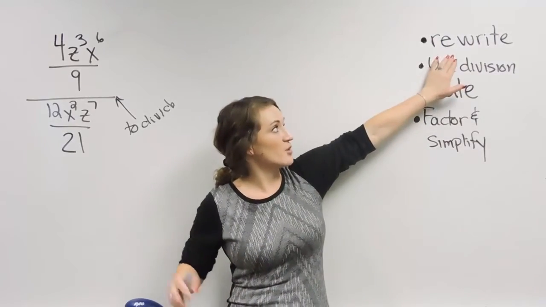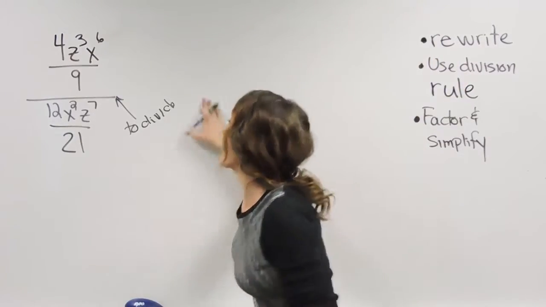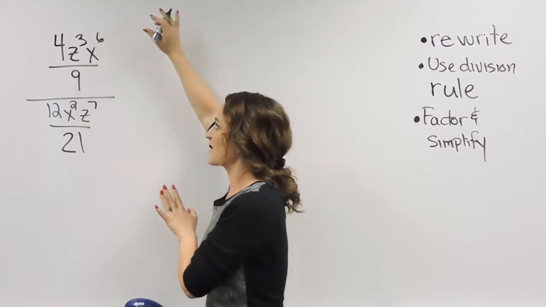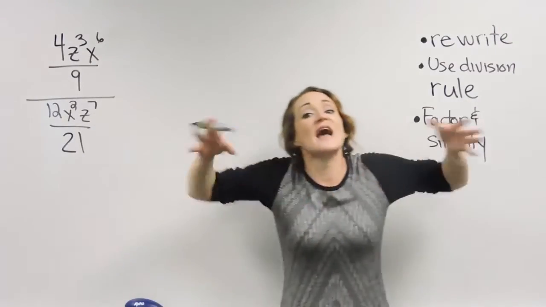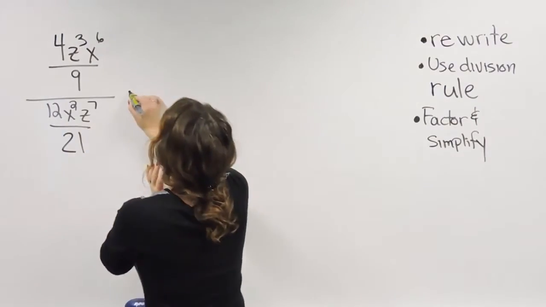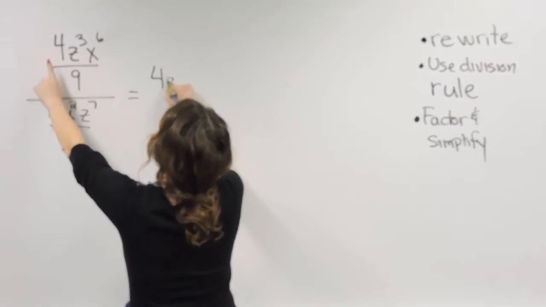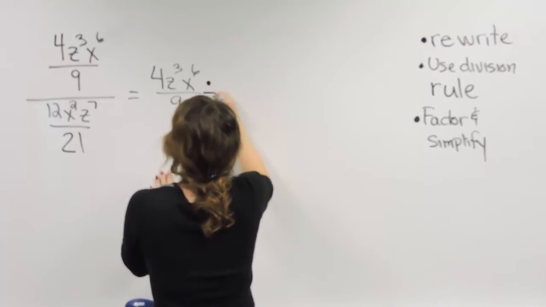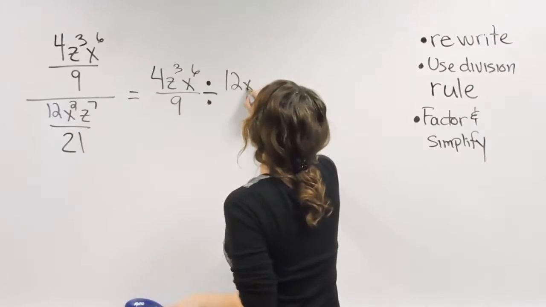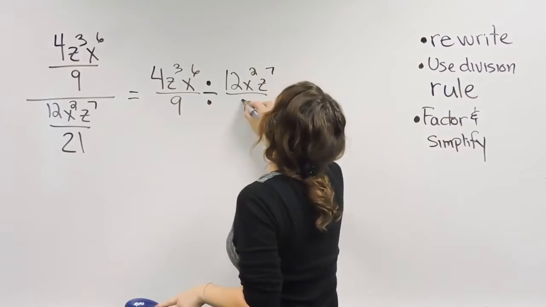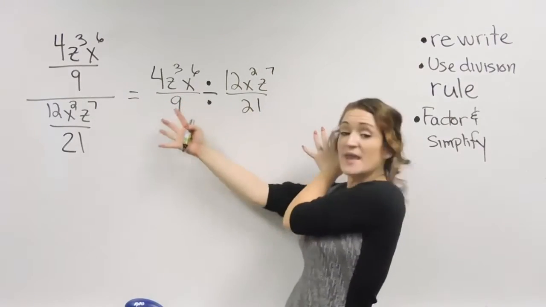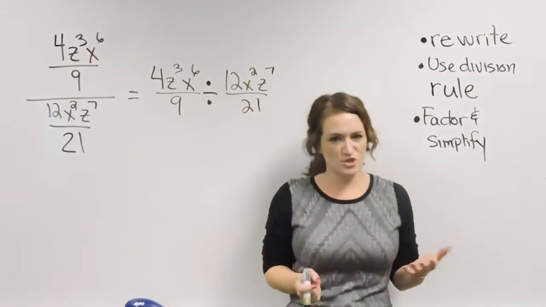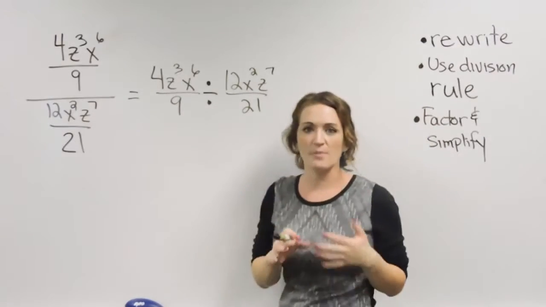So, my first step in order to simplify this down is to rewrite the problem. So, instead of making it kind of one big ugly fraction like this, rewrite it side by side as division. And what I mean by that is do this. So we're going to take 4z cubed x to the 6th over 9, and let's divide it by 12x squared z to the 7th over 21. So rewrite it side by side like this, and I don't know about you, but it always helps me see what I need to do in the problem next.